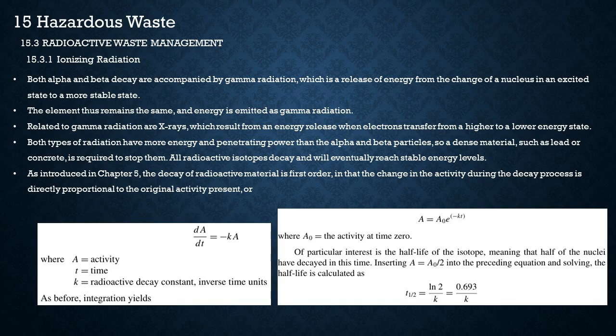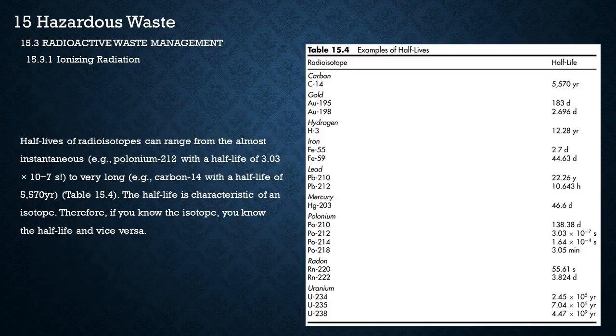All radioactive isotopes decay and will eventually reach stable energy levels, as introduced in Chapter 5. The decay of radioactive material is first order in that the change in the activity during the decay process is directly proportional to the original activity present.